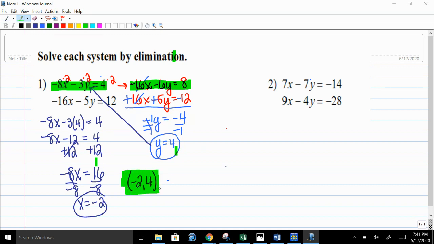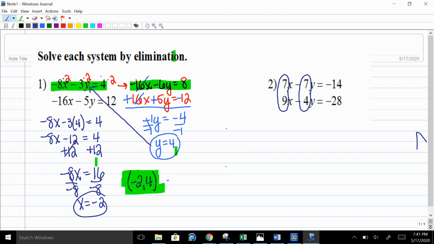Now, when you take a look at number 2, again, you want to look at the x's and the y's and say to yourself, can I turn the smaller x or the smaller y into the other one by multiplying? In number 2, you have a 7 and a 9. You can't turn the 7 into a 9 by multiplying. We have a 4 and a 7. You can't turn a 4 into a 7 by multiplying.